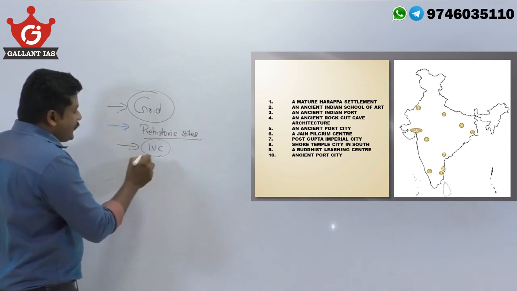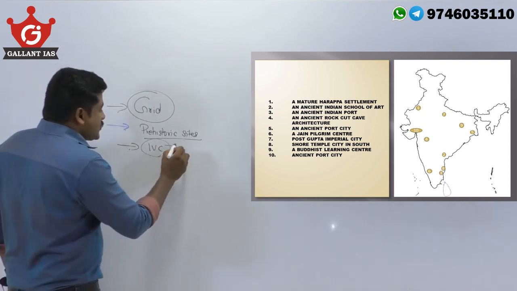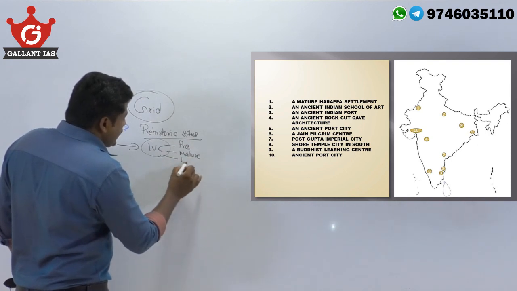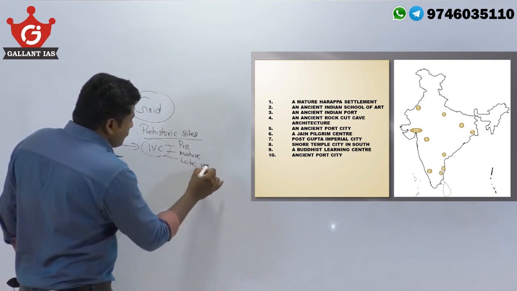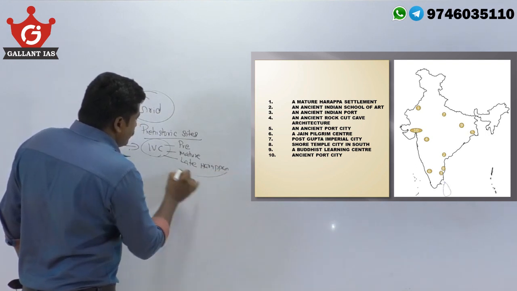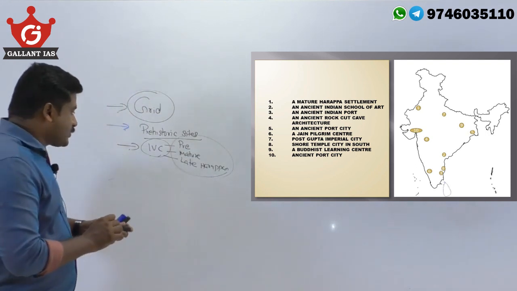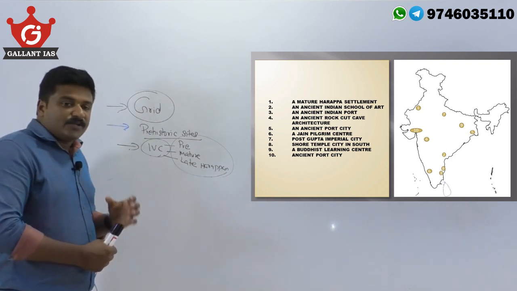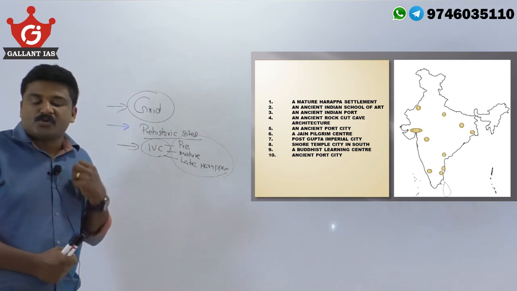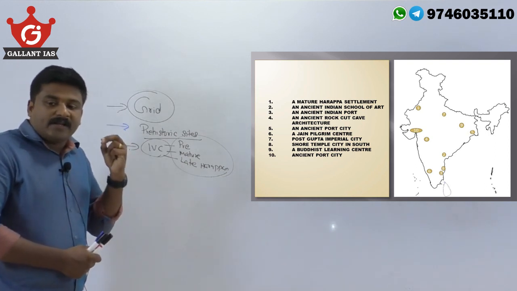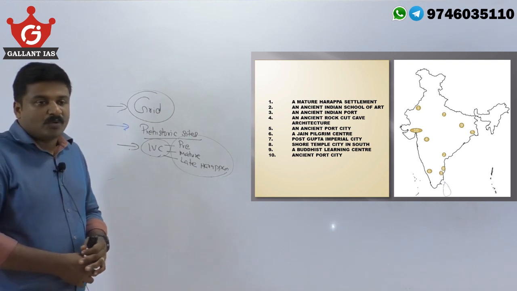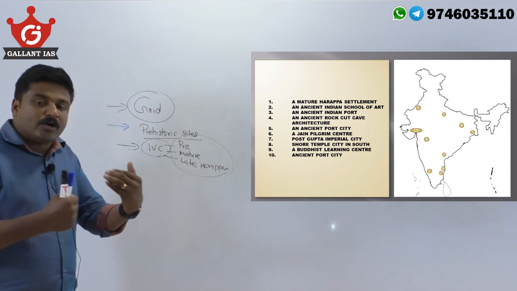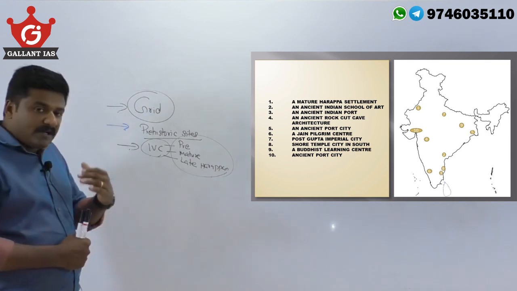IVC sites are important for you. Indus Valley civilization: the pre-Harappan phase, the mature Harappan phase, the late Harappan phase. Okay, the major pre-Harappan settlements, mature Harappan settlements, later Harappan settlements. Again this is very, very important for you. In the prelims, they ask questions like Indus sites and the major findings. So this map practice will equally contribute to your prelims area also.